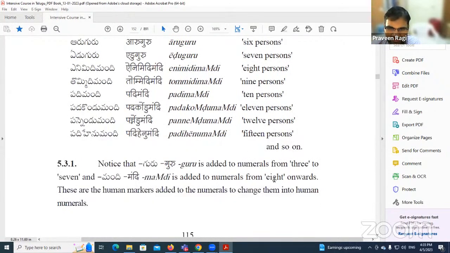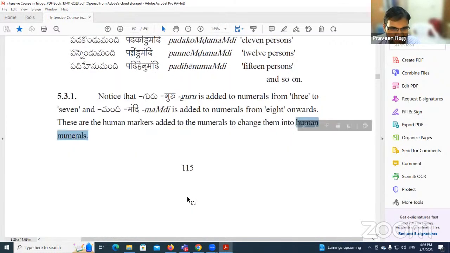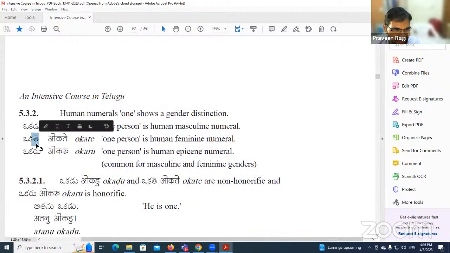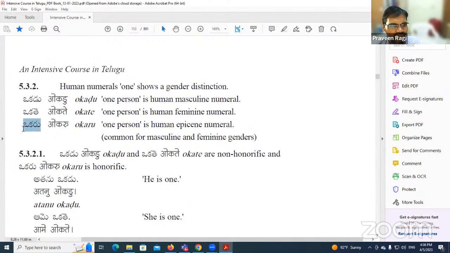These are the human markers added to the numerals to change them into human numerals. So these are called human numerals. Okay. Next one. Human numeral one shows a gender distinction. Wakadu, wakate, wakaru. These are the variations. This is used for one person, human masculine. This is for feminine. This is for human epicene numeral. So it is like a plural form, or respectful, common for masculine and feminine genders.